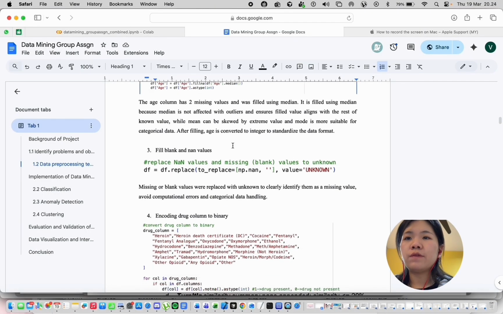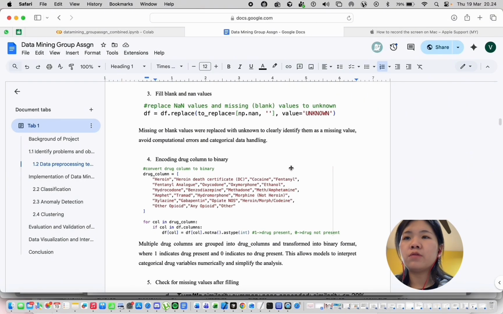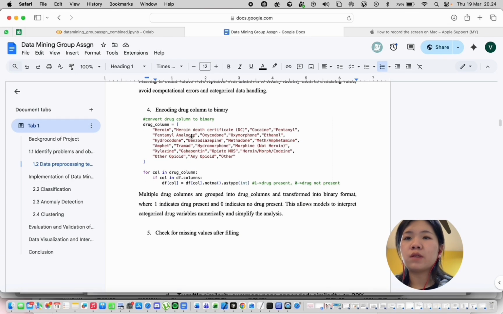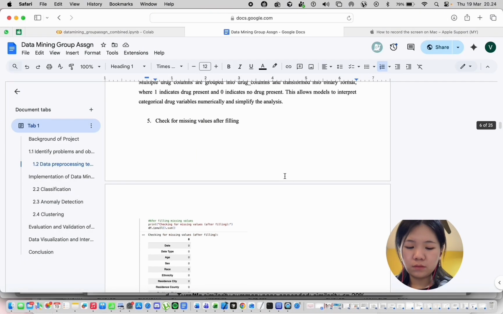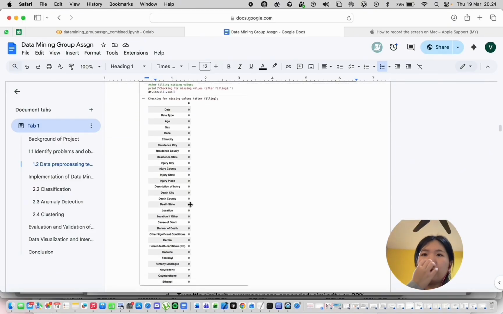And then after filling the age, we will convert the age into integer. And then here we convert the drug column into binary. So all the drugs are grouped into the drug column, and then we convert them to binary, where 1 means that the drug is present and 0 means the drug is not present. And then we will replace all the blank values or the null values using unknown, because unknown is easier to detect and helps maintain consistency and avoid errors during model training.